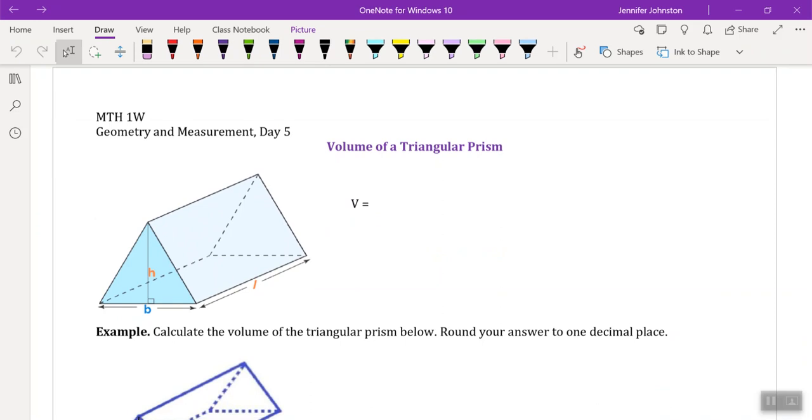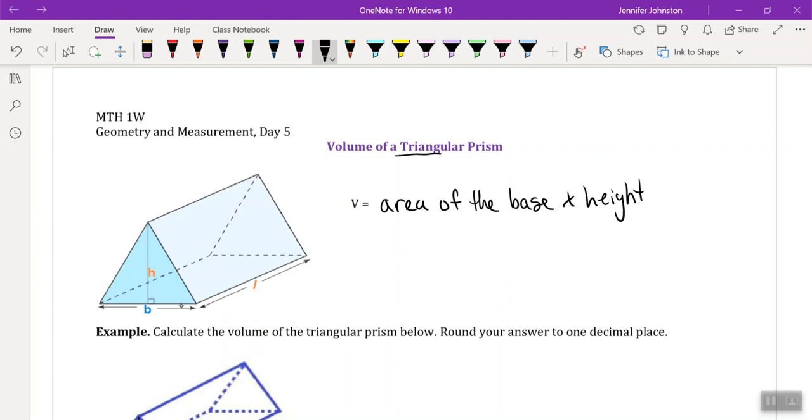So the volume of the triangular prism is, again, the volume is always the area of the base times the height. The base here, it's a triangular prism, so the base is our triangle. The area of a triangle is base times height divided by 2. And then we're going to times it by the height of the prism, which we're going to list as L.